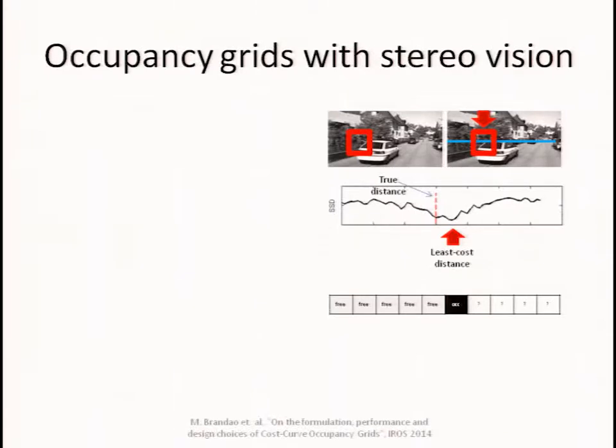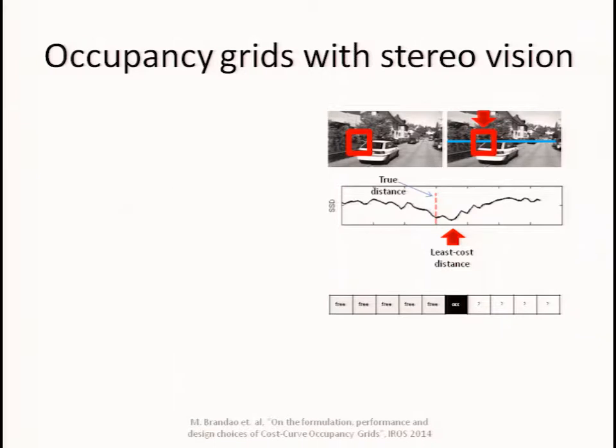So the problem that we want to deal with is to use occupancy grids with stereo vision. As you know, in stereo vision, what you want to do is, for each pixel on one image, go along a line on another image and find the pixel that matches it. And you do this by computing a cost for each match hypothesis. So once you find the match, you can estimate the position of that point from the camera.